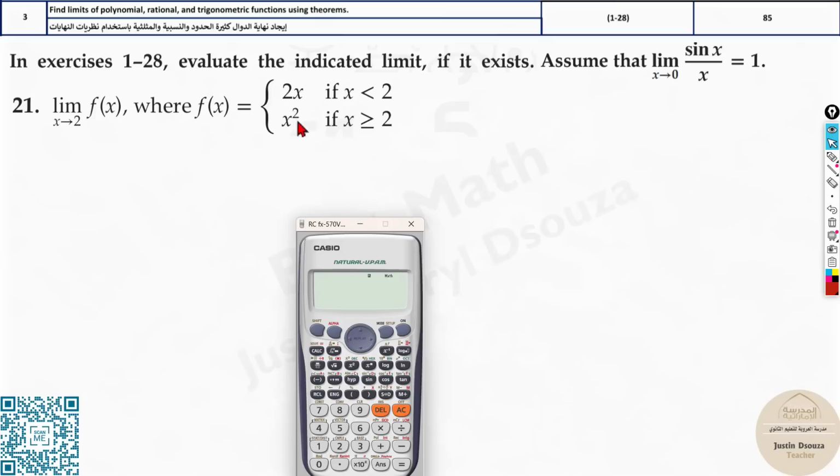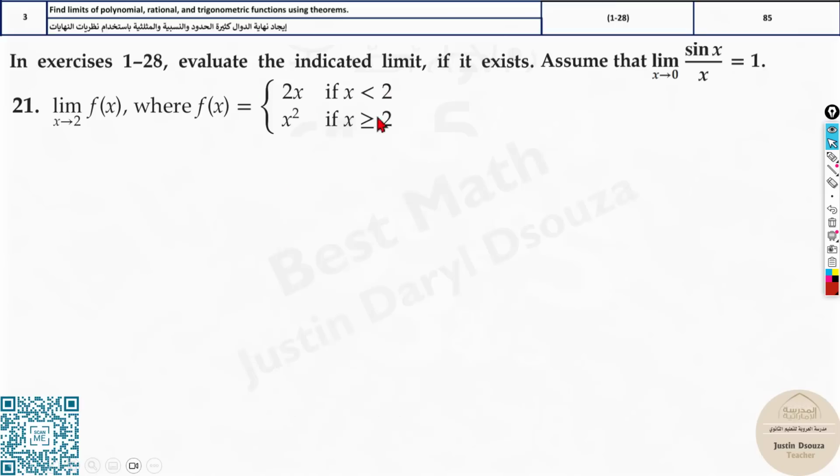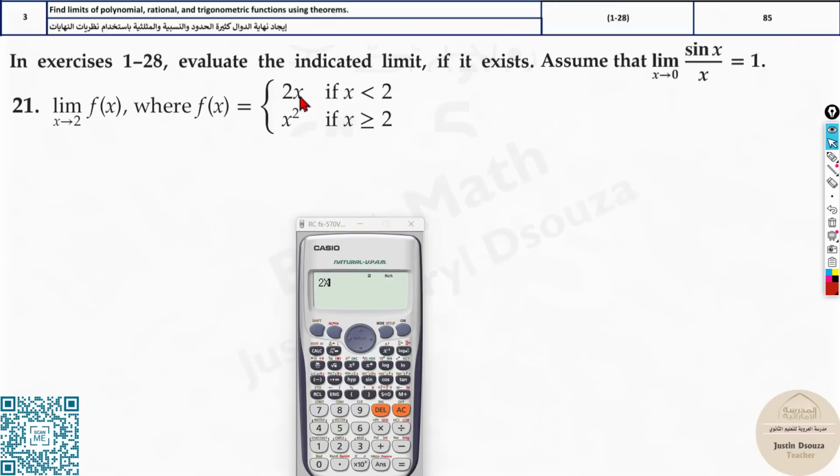But here now we have a piecewise function, 2x and x squared. Now what this means, x is less than 2. It means if you're taking any value from the left side of 2, it is given by this function 2x. So 2x, let me write it out. And since it's a polynomial, everything works here. What I mean is you can put any value of x, it doesn't get undefined because it's only the numerator.